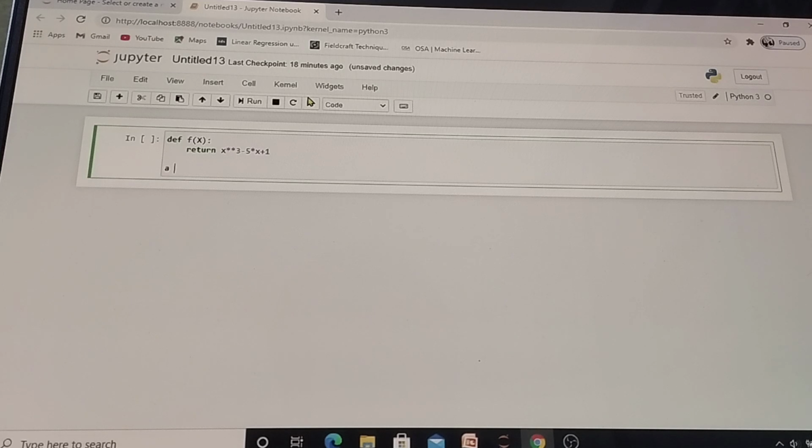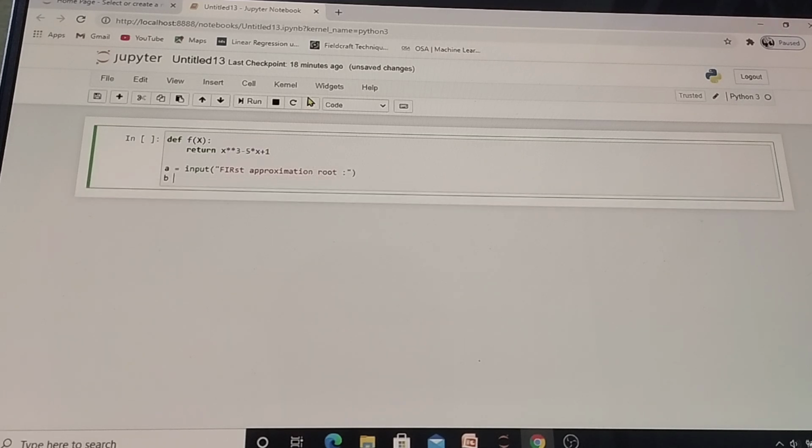Suppose I need to get the value of a first. So a will be equal to input. This is the syntax to get the value from the user side. I want the first approximation root, so you can write, enter the first approximation root. Similarly, I want the value of b, so again in a similar process, that is input, enter the second approximation root.